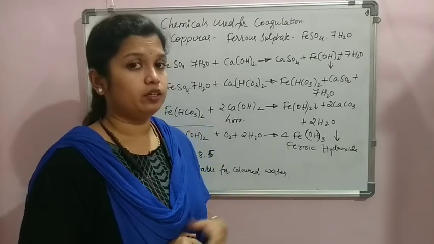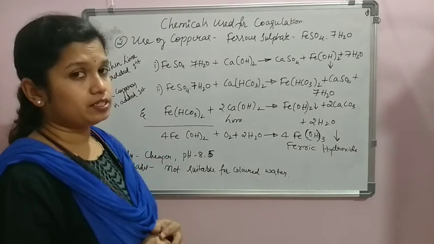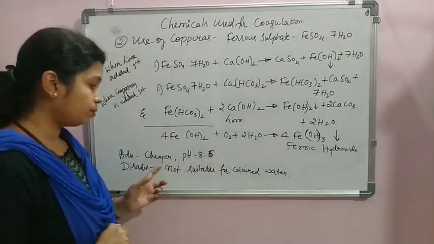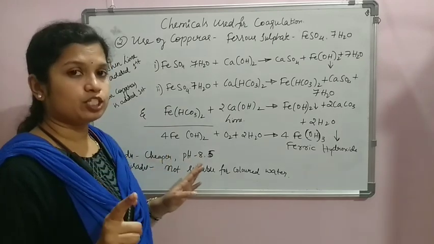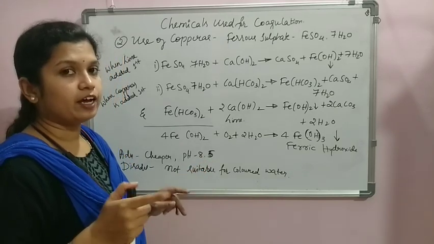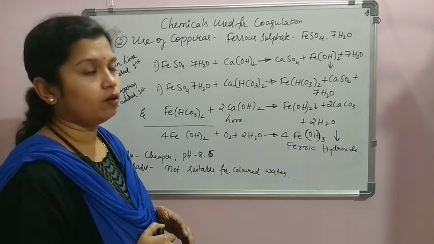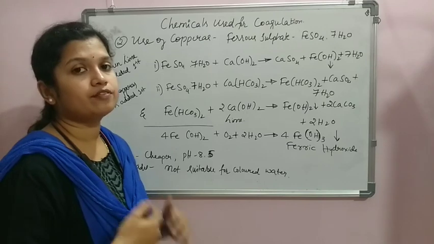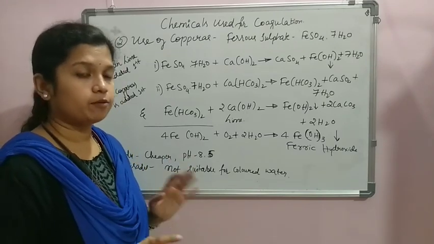What are the advantages and disadvantages of using copperas as a coagulant? When we go for copperas, it is quite cheaper compared to the rate of alum, but it is effective only with a pH range of 8.5. That is the condition we have. When we go for alum, we can directly use it with the water, but in this case we compulsorily need to increase the pH, that is, we have to make the water alkaline, and only then can the reaction be successful.